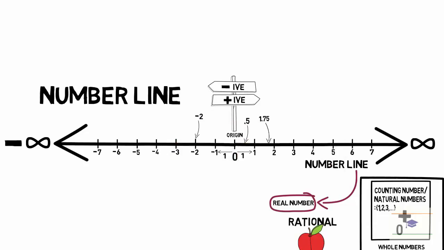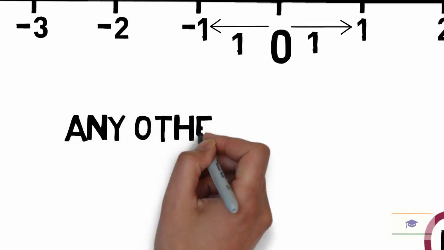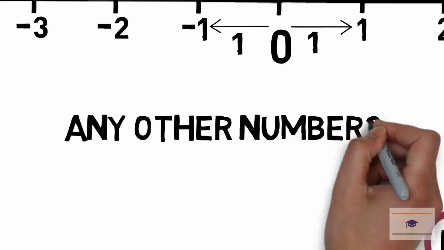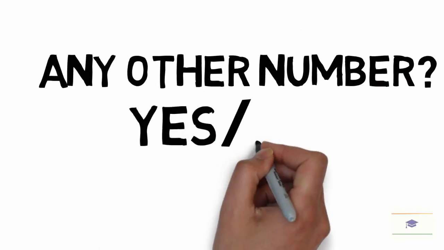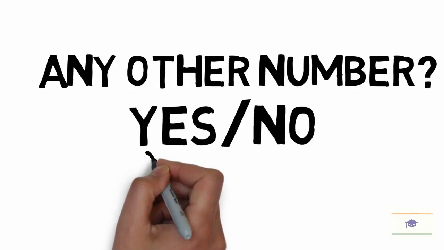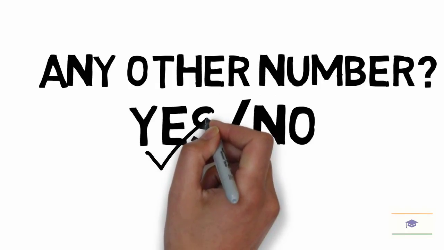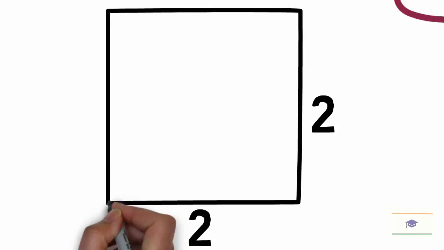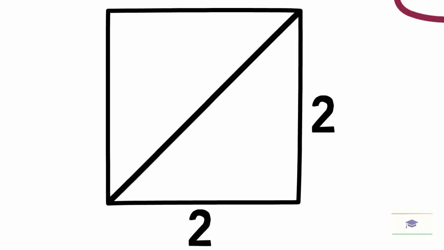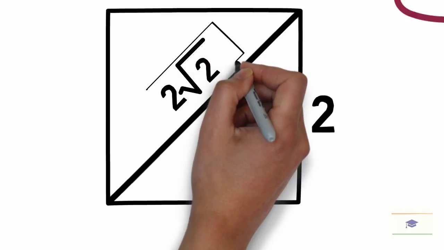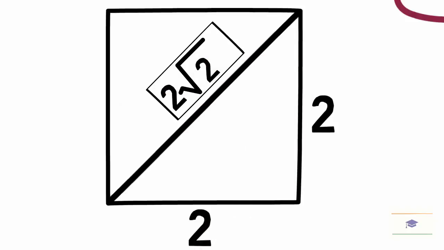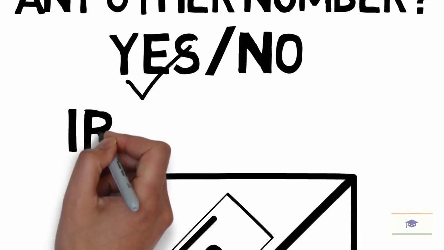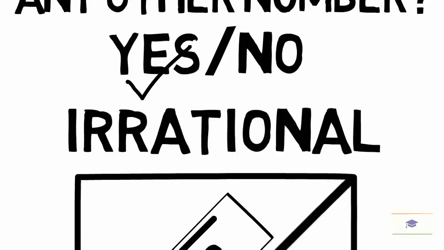Now look at the number line. Can there be any other type of number on the number line? The answer is again yes. There are numbers which are not rational numbers but are present on the number line. Let us say we have a square and the sides are of size 2. Then the length of the diagonal becomes 2 root 2. This is not a rational number, but it can be placed on the number line. These numbers are called irrational numbers.